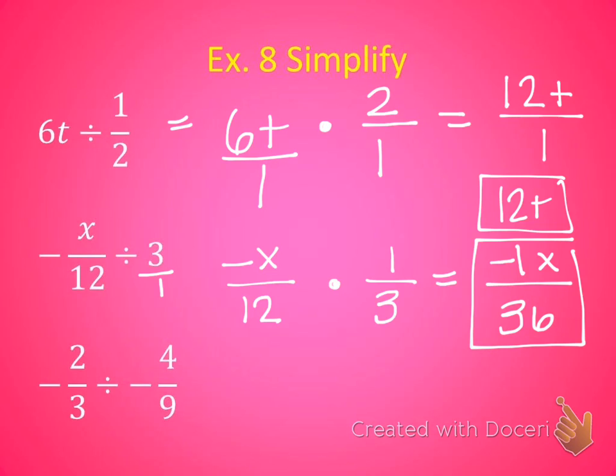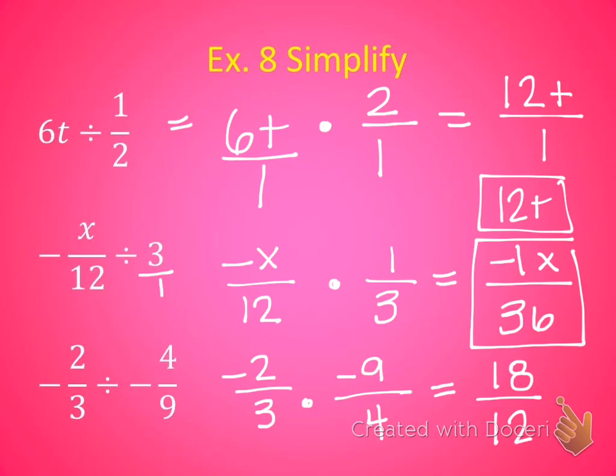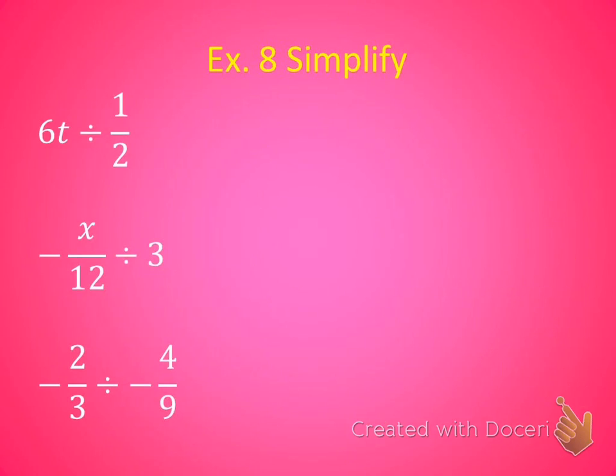Okay? Keep, flip, change. So I keep negative 2/3. Flip negative 9 over 4. And change. What's negative 2 times negative 9? How many negative signs do I have? So it's going to be a positive. And then what's 3 times 4? 12. And then I would obviously need to reduce that, so I can divide by 6, and I get 3 over 2. Okay? All right, so that is the end of Chapter 2 review.